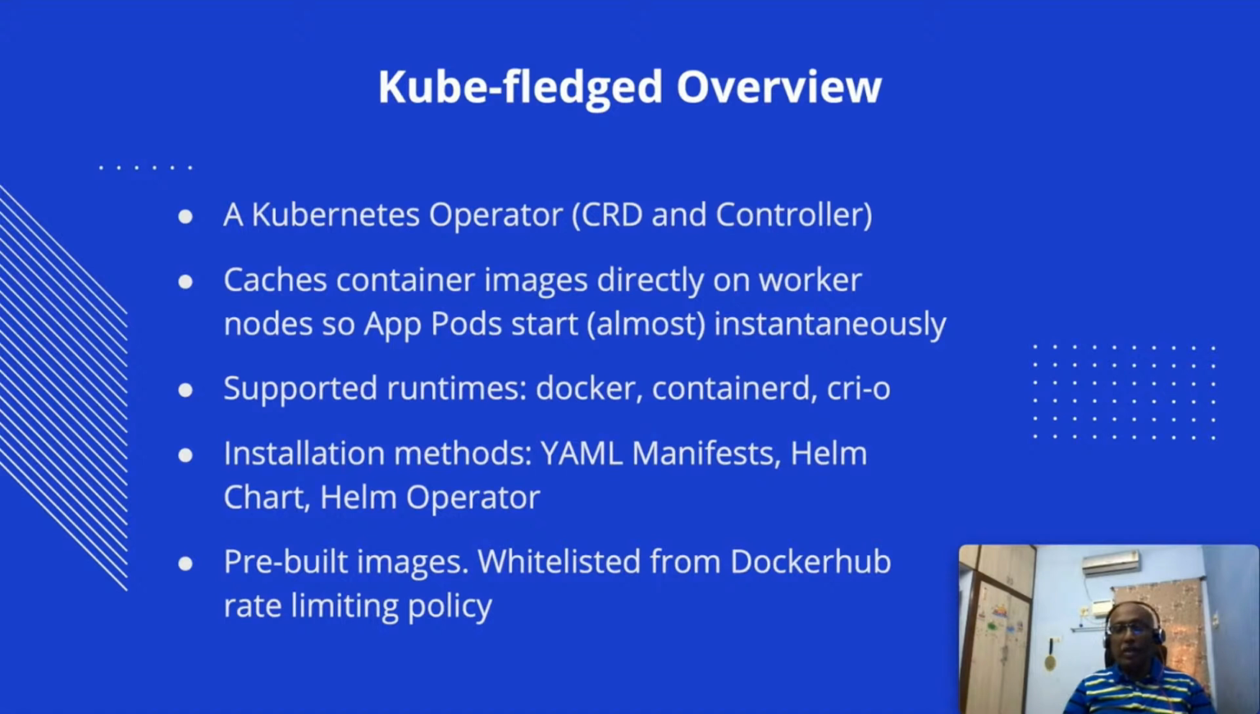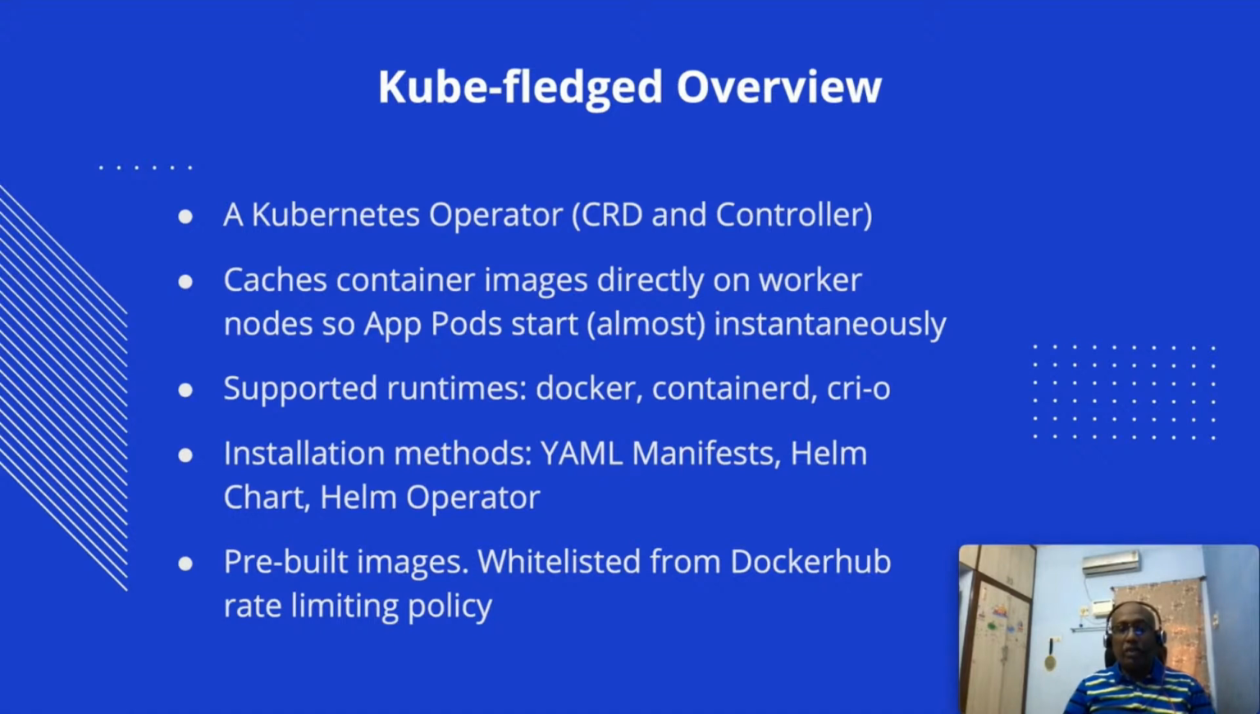So you can define an image cache custom resource, and you can specify what are the images that you want to be part of the cache and onto which nodes those images have to be cached, and then the Cube-fledged controller will take care of the necessary steps for caching the images. And for supported runtimes, it supports Docker, Containerd, and CRI-O.